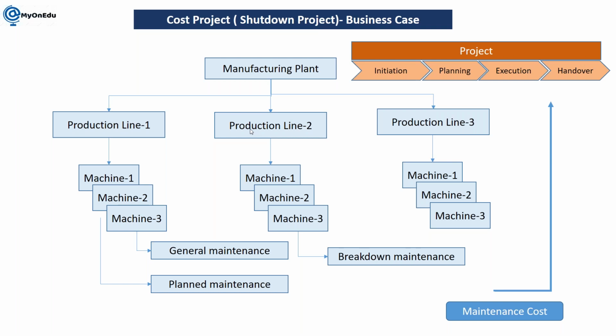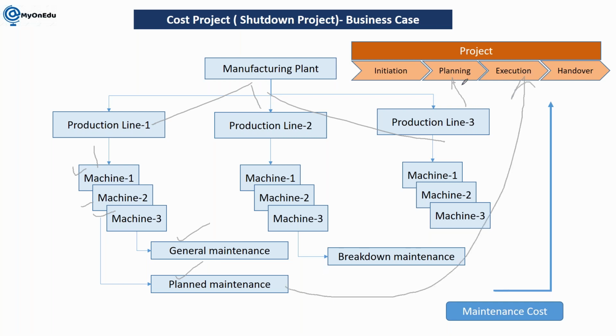Okay, so I have taken one example. Let's say this is your manufacturing plant, which has three different production lines, and the individual production lines have machine 1, machine 2, machine 3. For general maintenance and plant maintenance, there are different maintenance orders, and when you are going to plan in a particular year, you need to prepare a project.